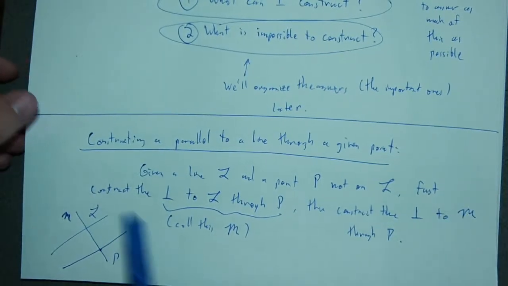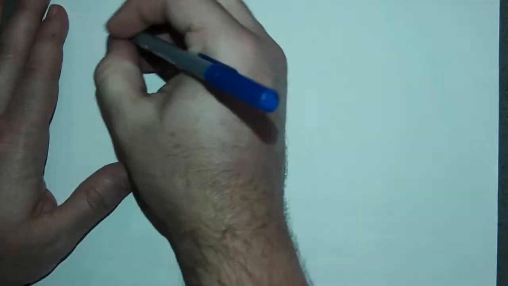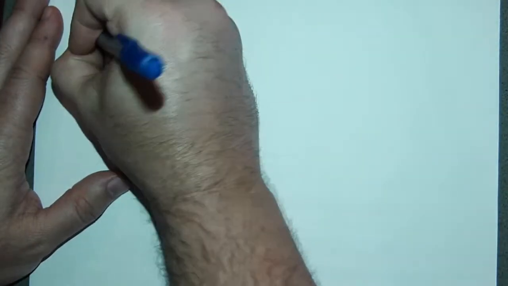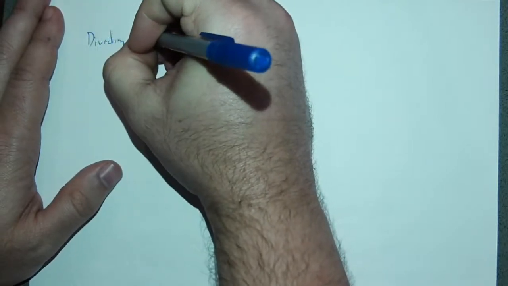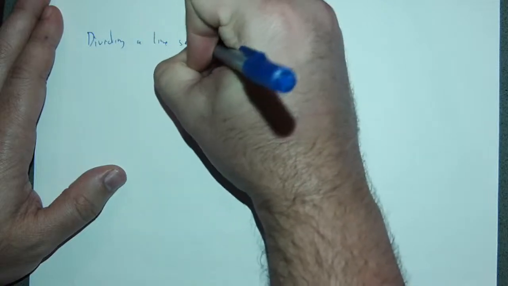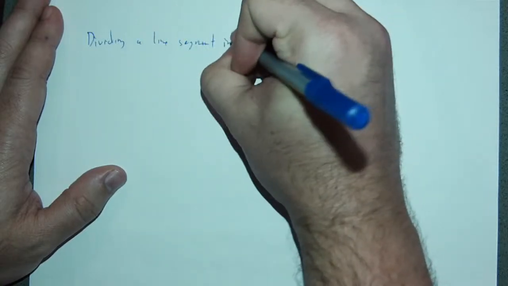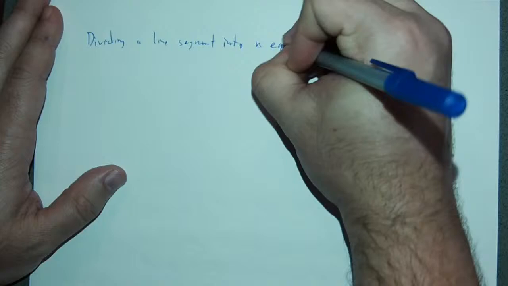I bring up parallel lines because here's where they become important, because they allow for the following construction. I want to divide a line segment into n equal parts.